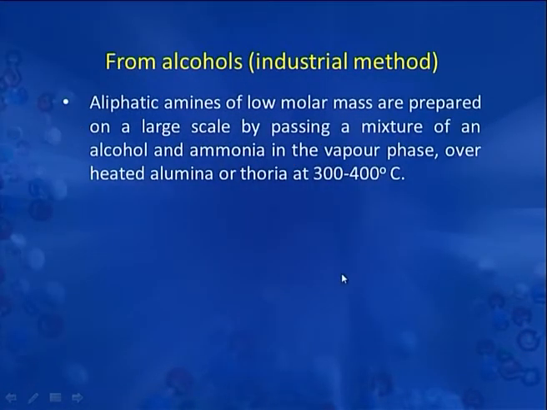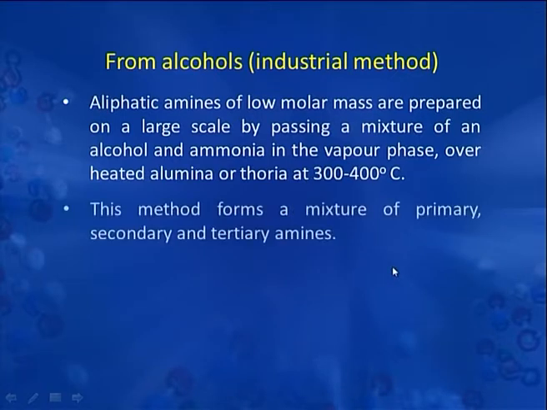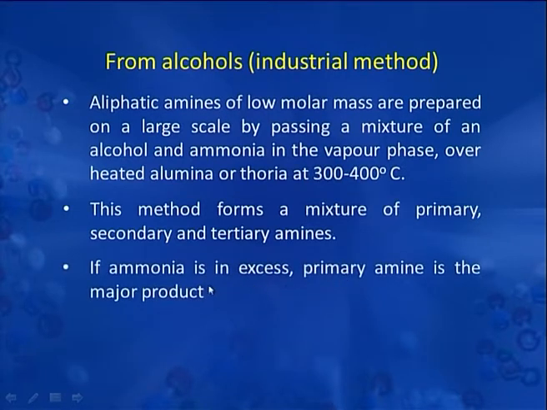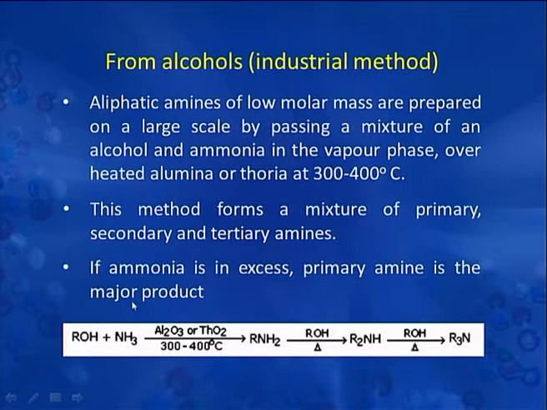Then amines can also be prepared from alcohols, and this is the industrial method of preparation of amines. In this method, aliphatic amines of low molecular masses are prepared on a large scale by passing a mixture of alcohol and ammonia in vapor phase over heated alumina or thoria at about 300 to 400 degrees centigrade. This method forms a mixture of primary, secondary and tertiary amines, and if ammonia is used in excess, then primary amine is the major product.